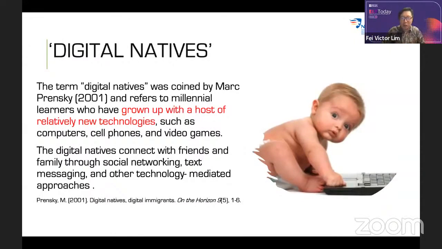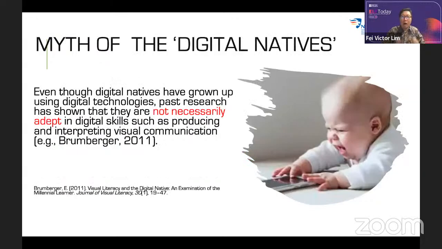So we know that these digital natives connect with friends and family through social networking, text messaging, and other technologically mediated approaches. And this particular notion has influenced many policies and practices in the way we engage with these young people. However, we also recognize more recently that the idea of the digital native can be contested. In fact, some have seen that as a myth, really.